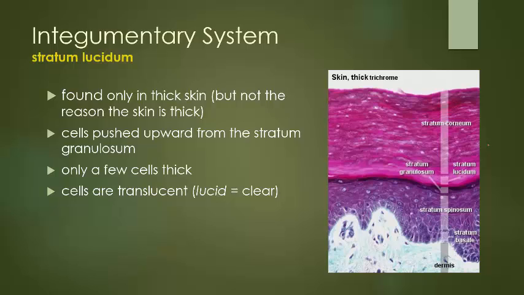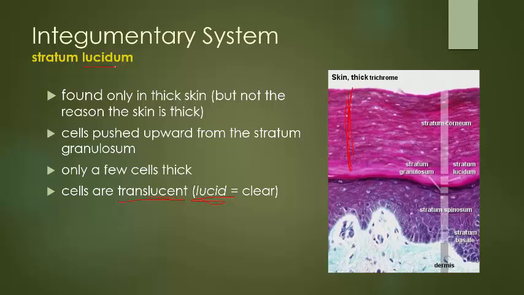Once again, so now we're at the stratum lucidum, and again, this is a cell layer only found in thick skin. But again, it's also not the reason that thick skin is so thick. It's because the stratum corneum is especially thick in thick skin. So these are cells that have been pushed out of the stratum granulosum, and it's usually just a few cell layers thick. And these cells are translucent. If something is lucid or lucent, it's clear-ish, and so lucidum feeds back to that term there.